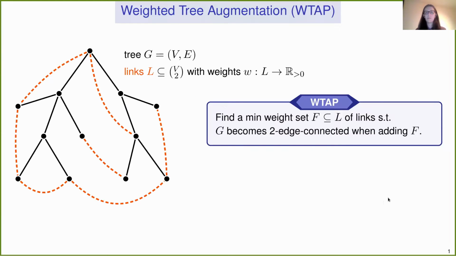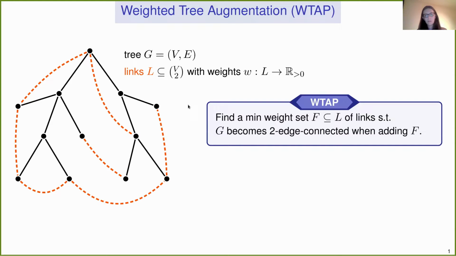Let me start by introducing the weighted tree augmentation problem. In this problem, we are given a tree G with vertices and edges, for example, the tree that you can see here in black in the left picture. And then we are also given an additional set of edges. These are the dashed orange edges, and we will call these edges the links in order to distinguish them from the edges of our tree G.